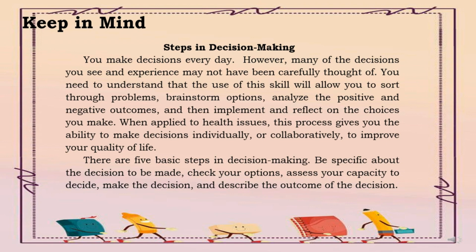When applied to health issues, this process gives you the ability to make decisions individually or collaboratively to improve your quality of life. There are 5 basic steps in decision-making. Be specific about the decision to be made, check your options, assess your capacity to decide, make the decision, and describe the outcome of the decision.